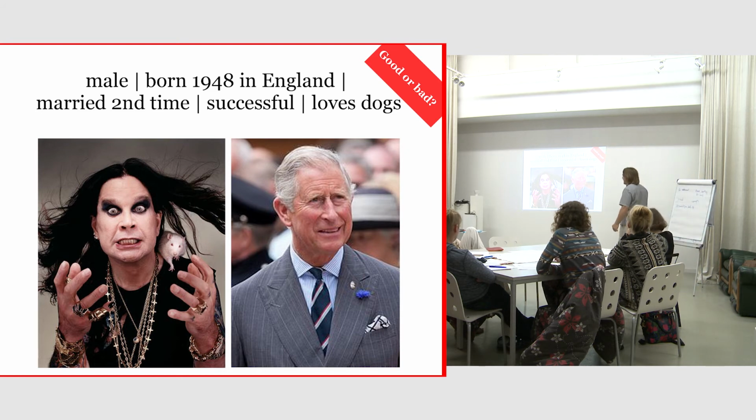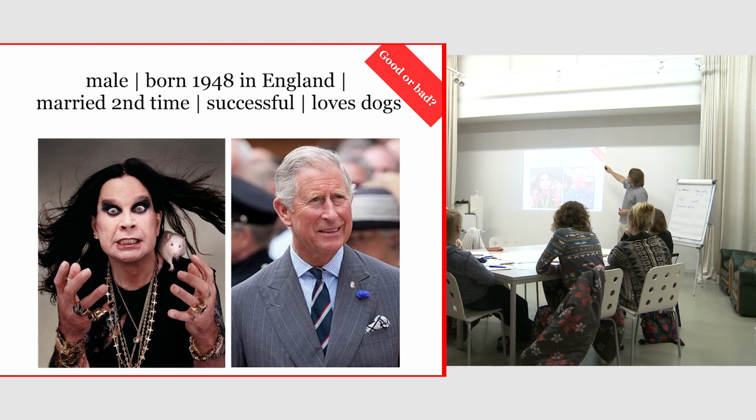Okay, I tried to pick as different personalities as possible. But it's Ozzy Osbourne, rock star, old one, and Prince Charles. Both are male. Both were born in 1948 in England. Both are married for the second time. I would say they both are successful. And they both love dogs. There was even more. I guess they both have said at least once that they like to spend their holidays in the Alps. And some more issues.